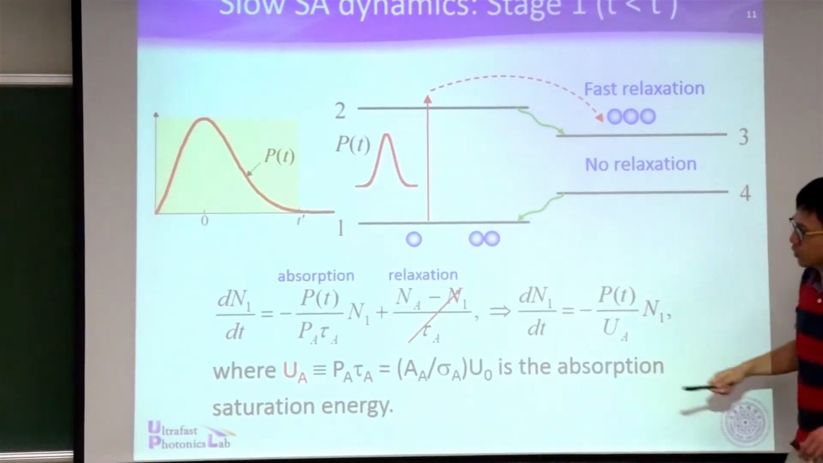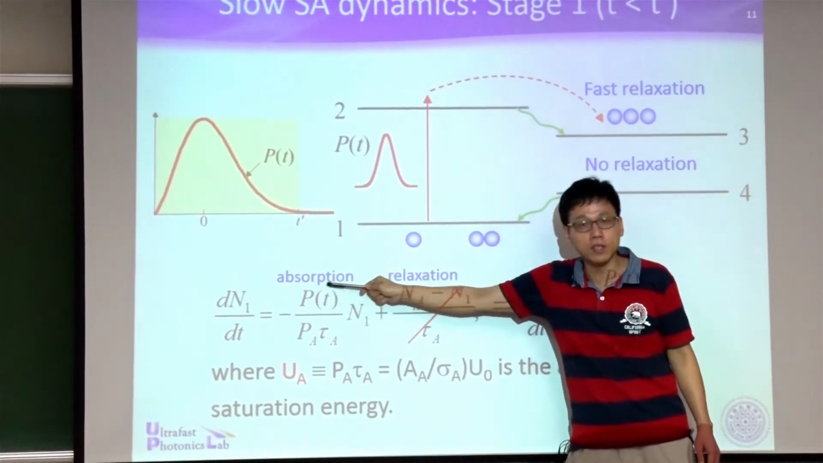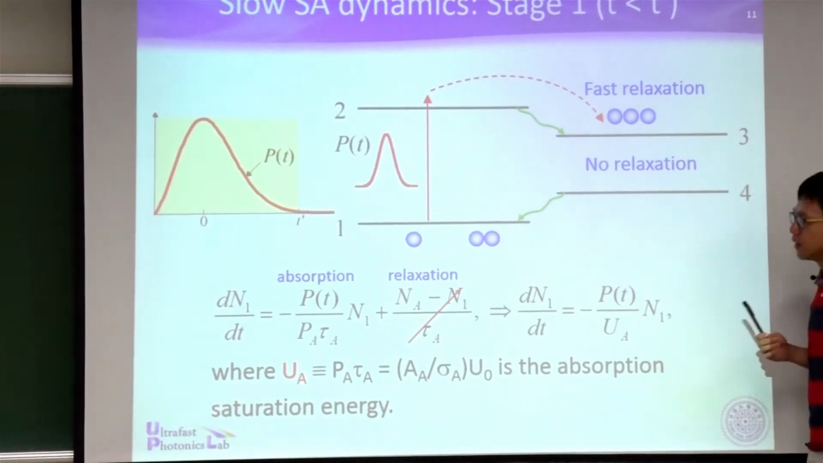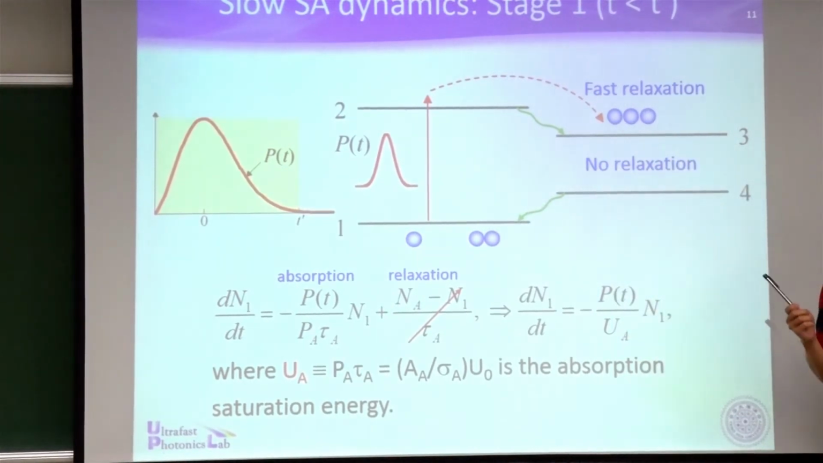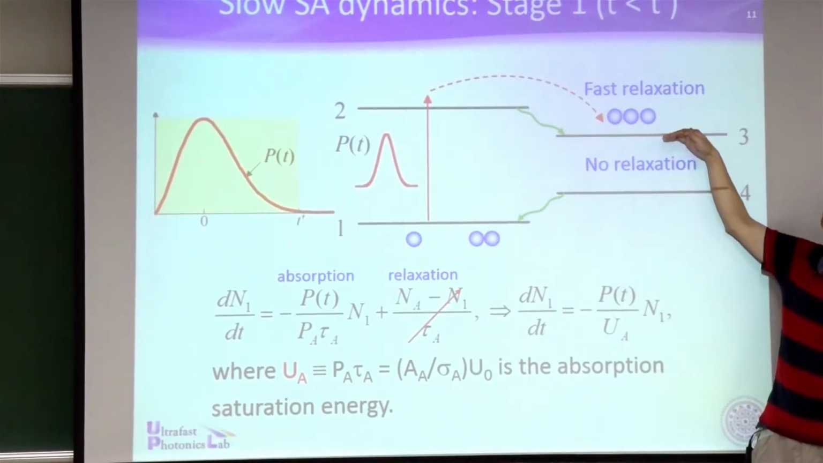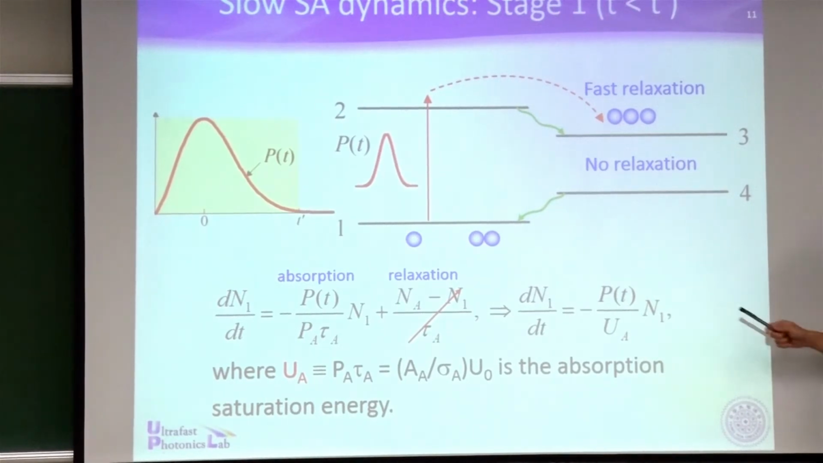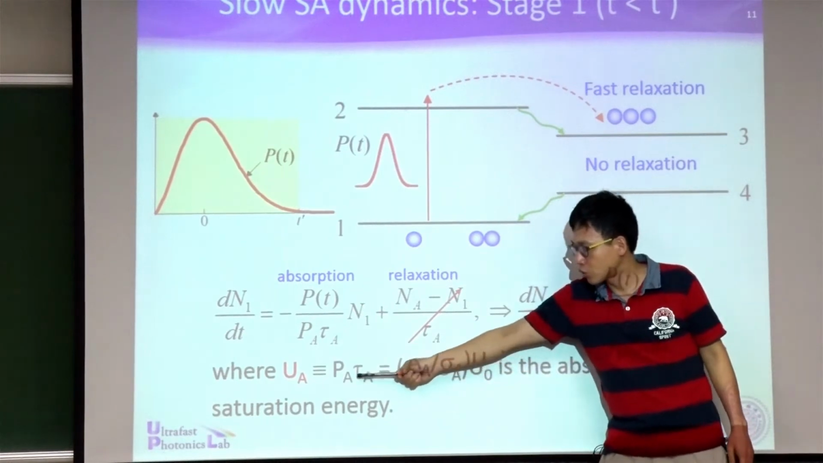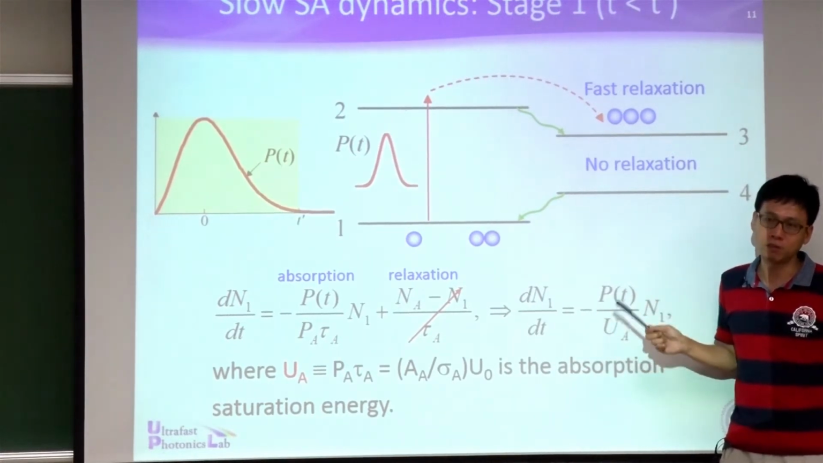Okay, so let's go back to the differential equation. There are two terms on the right-hand side of the equality. The first one is about absorption, because P of t, the input power, is about absorption. The second term is about relaxation from here to here. And by this figure, you can tell in stage 1, there is no relaxation, right? Because it's very slow, no contribution from relaxation to level 1. So you can set the second term to 0. And this is your simplified differential equation, where we introduce another parameter, U sub A, which is saturation power times lifetime constant. It's a quantity about energy.